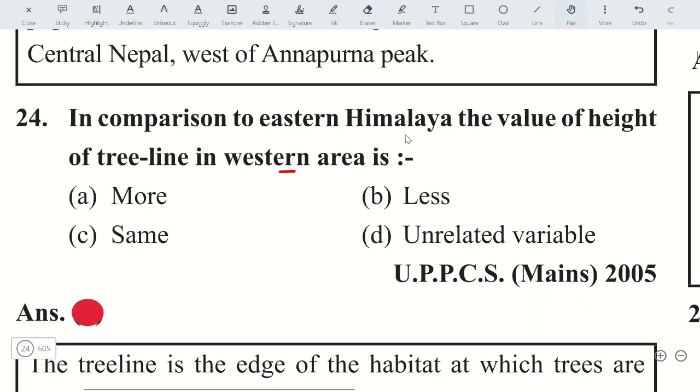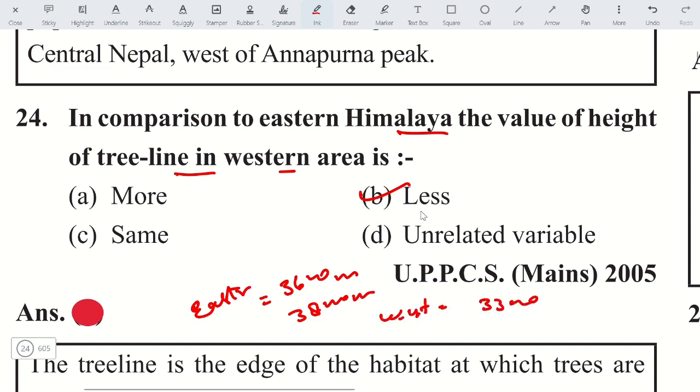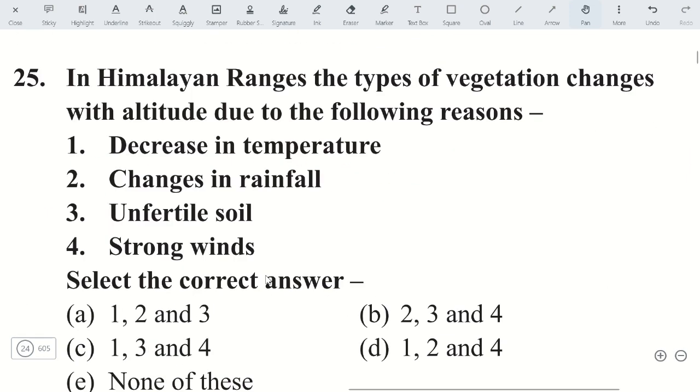In comparison to Eastern Himalaya, the height of the tree line in the Western area is less, because in Eastern Himalaya it lies between 3600 meters and 3800 meters, while in Western Himalaya it is about 3300 meters. It is because of the amount of rain. Actually, Eastern Himalaya receives more rainfall. Let's move on to the next question.